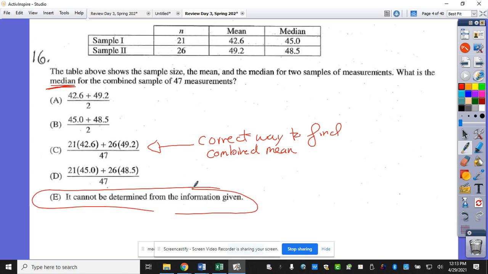Wait, can you say that one more time? It's just the way it makes sense of how you undo it and put it together, because of what the equation is. When you're just saying middle and no other information, I can't just put middle and middle together and find the new middle.